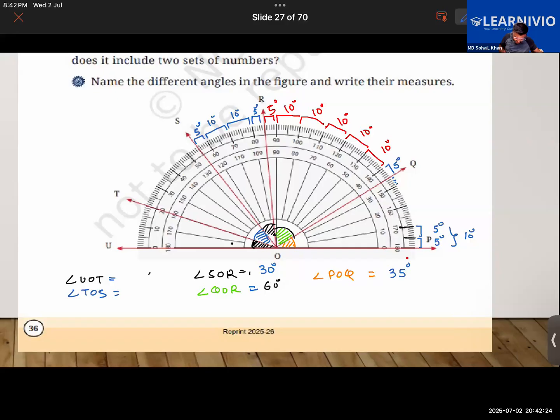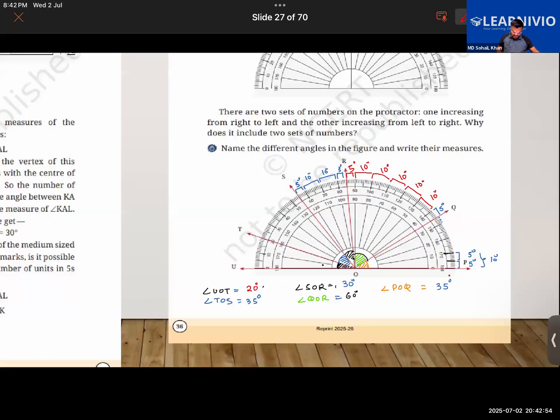Which one you're saying? SOT, no? Or TOS? 35 degree. TOS. Good. Next, Habib, you also answer. UOT is 20 degrees. UOT, you should be saying UOT. Habib, you tell me, is 20 degree correct? That is 20 degree over here, okay? All right.